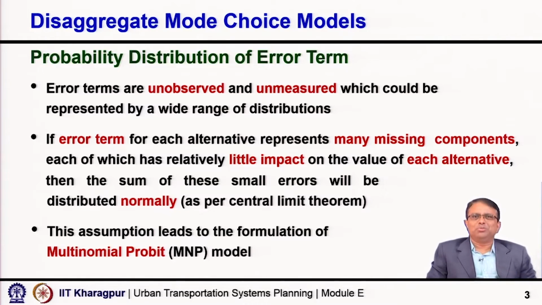And if we assume that the error is normally distributed, then it will lead to the development of the multinomial probit model, MNP. So, one thing from this slide: if we assume that the error term, the random variable, follows a normal distribution, then the model will be multinomial probit, MNP.